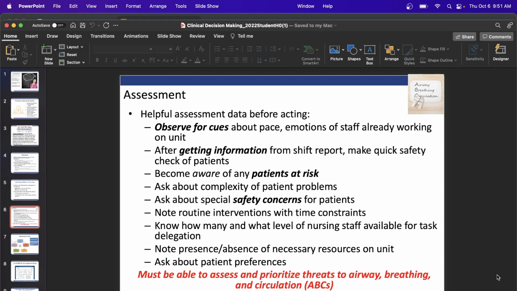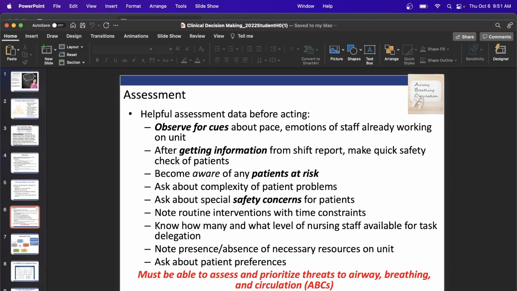Okay. Ask about the complexity of patient problems, the safety concerns such as aspiration and airway, and routine interventions, which go out with time constraints, that's just your meds and treatments. Knowing what staff you have is, again, very important for you to do your job. And your job really is to protect public safety. That's a big part of our job as nurses. We have to keep patients entrusted to our care safe. And in order for us as nurses to do that, we need to have adequate resources.